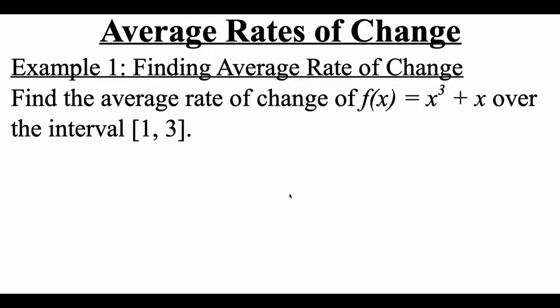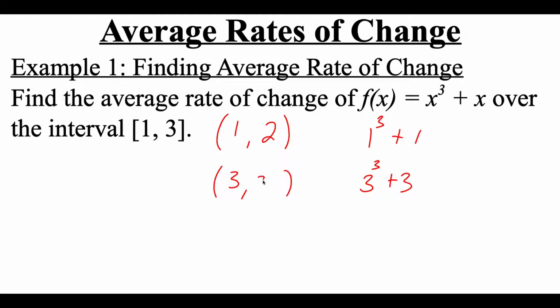So if we want to find the average rate of change for the function f of x equals x cubed plus x over the interval from 1 to 3, we first need to figure out where our function is at these endpoints. So at an x value of 1 and at an x value of 3. Well, if we talk about that x value of 1, if we want to figure out where our function is at, we're just going to plug in 1. So we would do 1 cubed plus 1. 1 cubed is 1, plus 1 is 2. So at the x value of 1, we're at 2. But now if we wanted to talk about the x value of 3, we're going to plug in 3. So 3 cubed plus 3. 3 cubed is 27, plus 3 is 30.